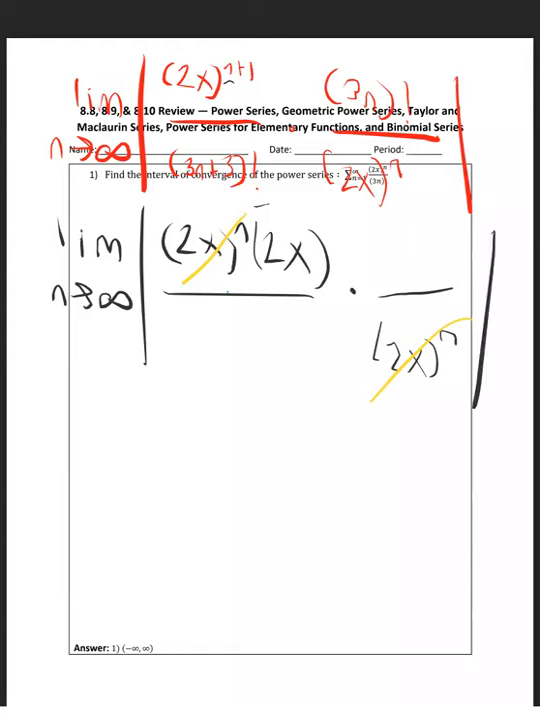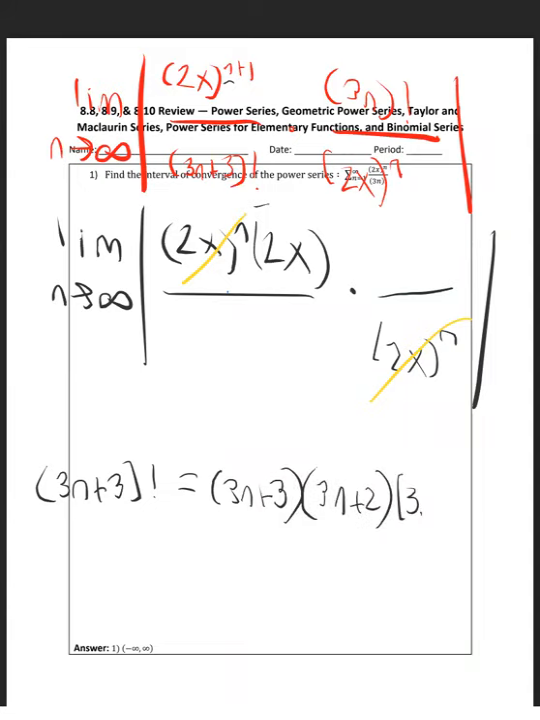So this would be 3n plus 3, but it's minus 1. So would it be 3n plus 2? Well, remember, if you want to rewrite a factorial, you just start doing minus 1, minus 1, minus 1. So this is really equal to 3n plus 3 times 3n plus 2 times 3n plus 1 times 3n. But we want to stop there because that's the one we want to cancel out, 3n factorial.